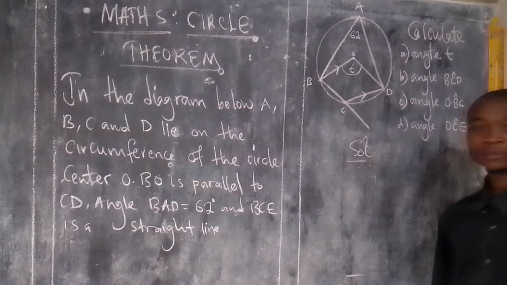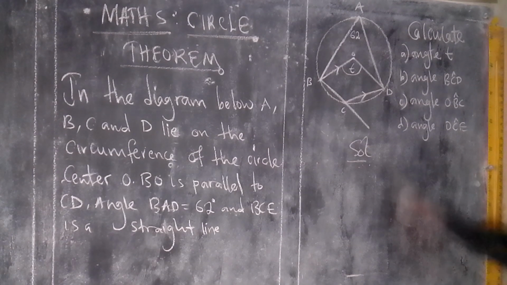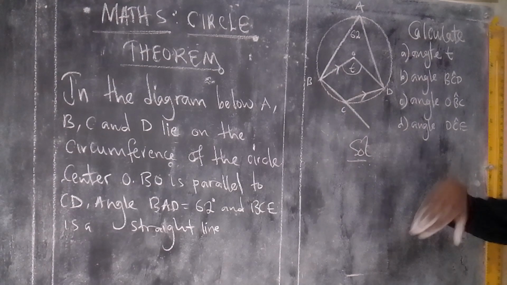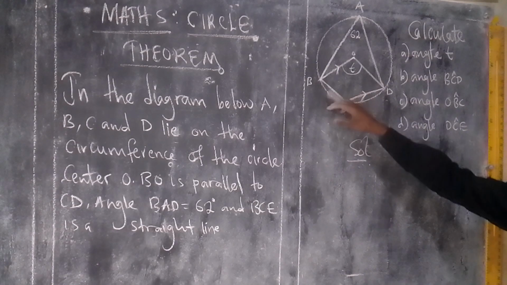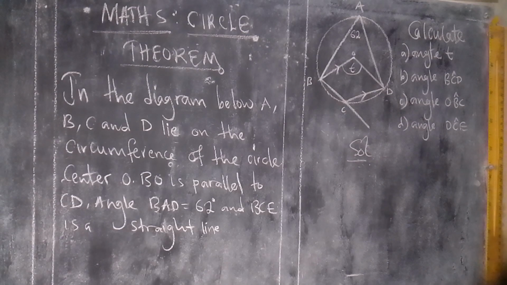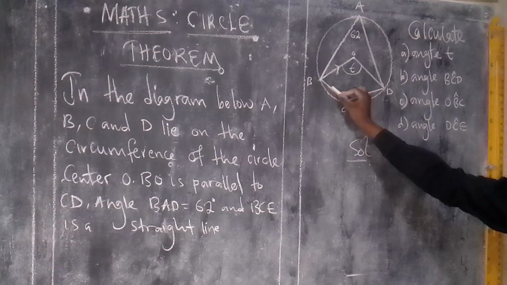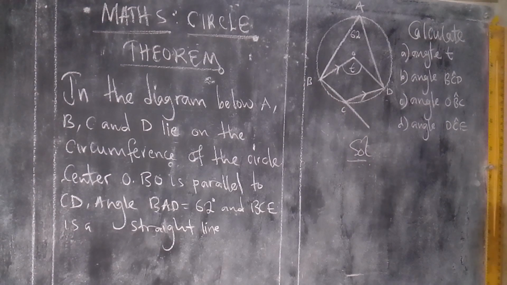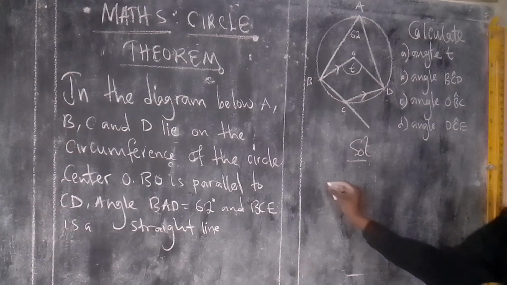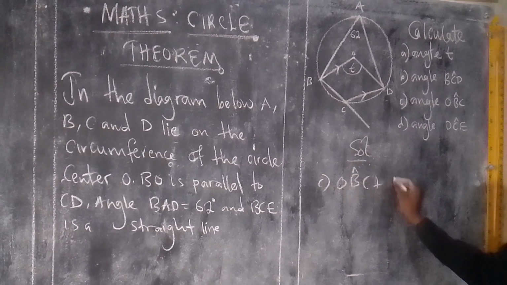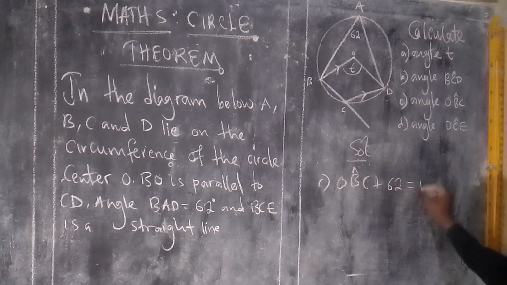That is the answer. We now proceed to the next question, which says find angle OBC. For us to find angle OBC, we're supposed to apply the property which says angles associated with parallel lines are equal. In short, this angle that we have is equal to that angle. But how do you find it? We can find it by subtracting 62 from 118. So we can say angle OBC plus 62 is equal to 118.